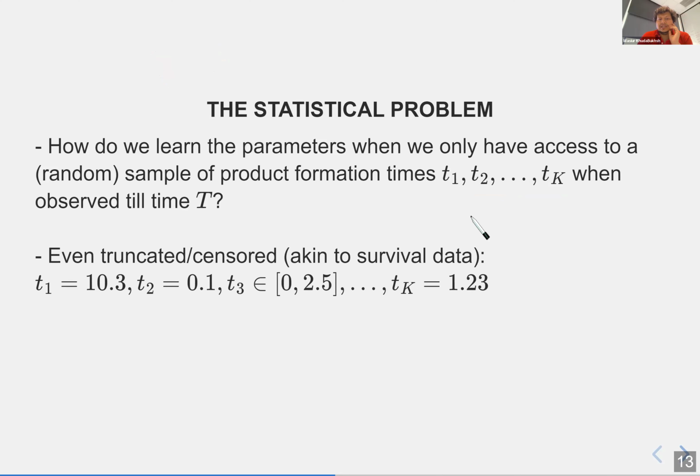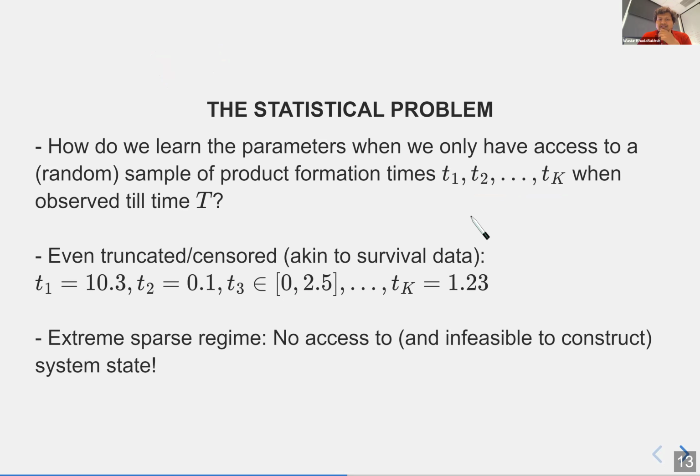And your T1, T2, they could also be truncated and censored. For instance, I don't even have these values exactly, but I only know that they belong to certain intervals. So this is what I call the extreme sparse regime, because if we have data like this, then you cannot actually reconstruct the system state. Which means the traditional methods, if you want to do maximum likelihood or least squares, or even some MCMC regime, are not easy to work with, and I do not think they will actually work if you have such a small amount of data.